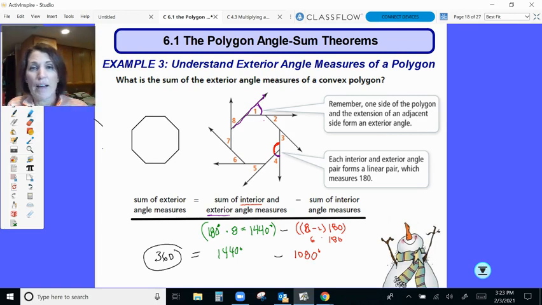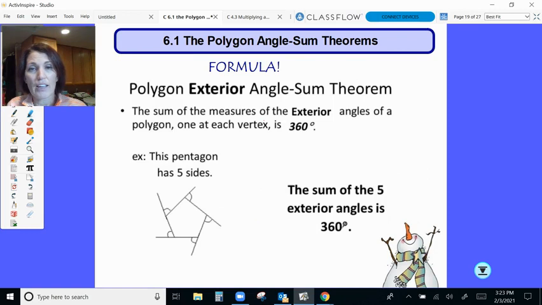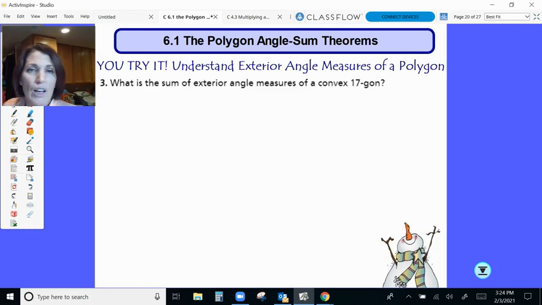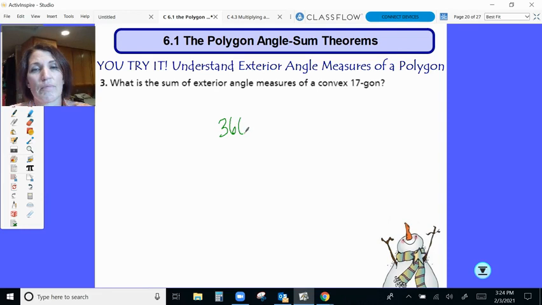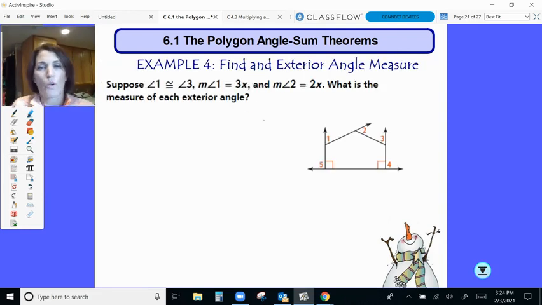And the beautiful thing is it doesn't matter the size of the polygon. It could be 5-sided, it could be 10-sided, it could be 100-sided. The sum is always 360 degrees. So we don't need to memorize any formula. All we need to really know is this number here, 360 degrees. That's what it always is. So what is the sum of the exterior angle measures of a 17-sided polygon? Well, it's just 360 degrees. That's simple.